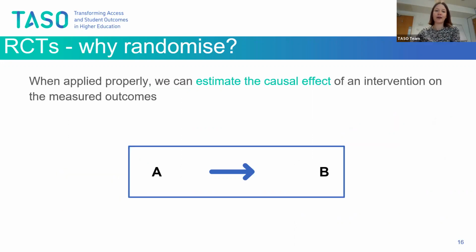The third and final key reason for why we randomize is that, when it's applied correctly, and again linking back to power, assuming that it is well powered, it allows us to estimate the causal effect of our interventions. So we have activity or program A, and we can say with confidence that it has a causal link to outcome or behavior B.